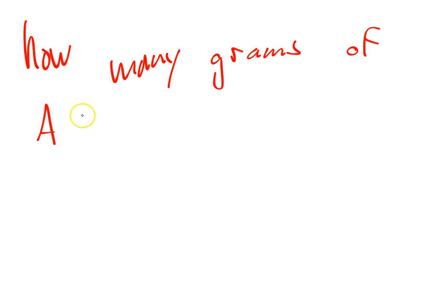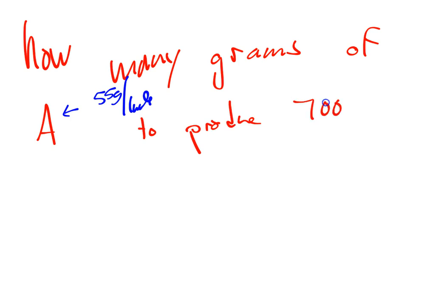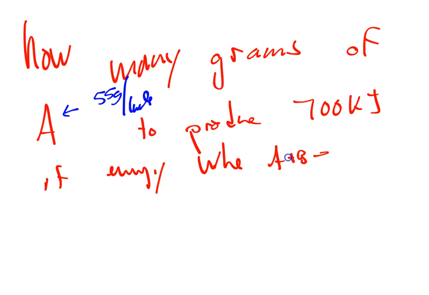Now, I'm just making up A. It has a molar mass of like 55 grams per 1 mole. You okay with that? How many grams of A to produce 700 kilojoules of energy when A plus B goes to AB. Now, we'll add a teeny bit more. We'll say it's a 2, 1, 2 if we balanced it. And then it's missing one piece of information, right? If delta H is equal to 54.5 kilojoules.